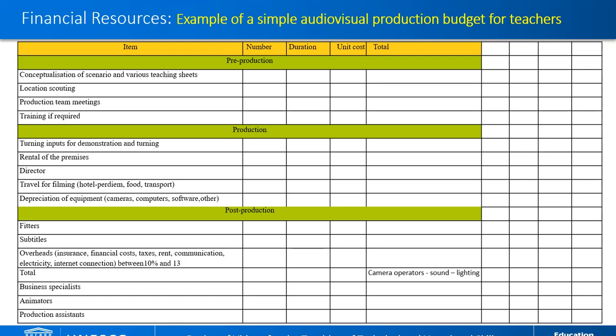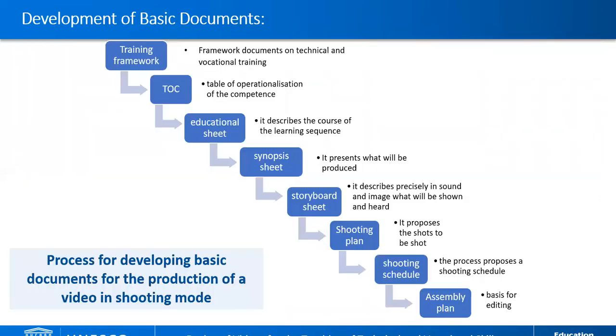We also have, under post-production, filters, subtitles, and overheads, including insurance, financial costs, taxes, rents, electricity, and internet connection. We also have the business specialists, animators, and production assistants. All these items have financial implications.